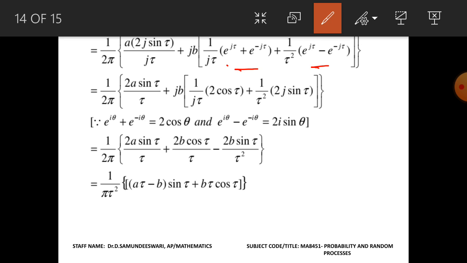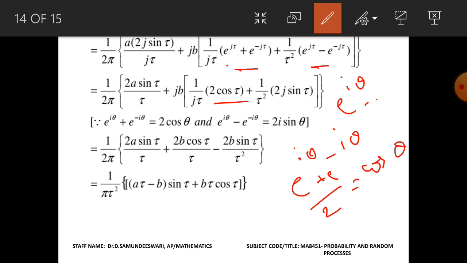What is this? e power i theta plus e power minus i theta divided by 2 is cos theta. So using this result here, I am getting 2 cos tau. Similarly, e power i theta minus e power minus i theta by 2i equals sin theta. Using this result, I am getting 2j of sin tau. So I am applying this result and then simplifying it.